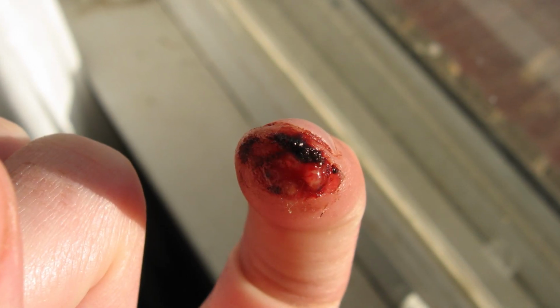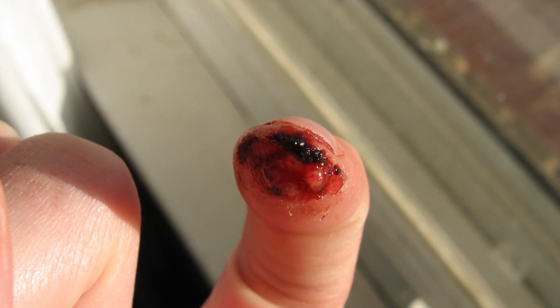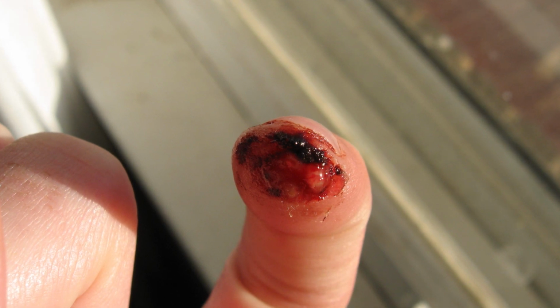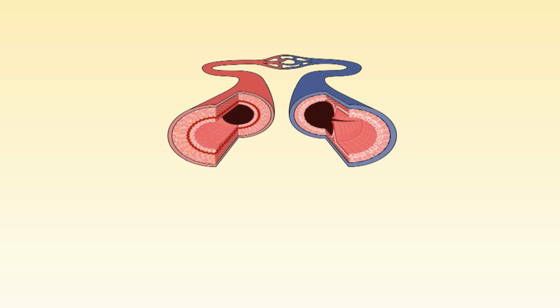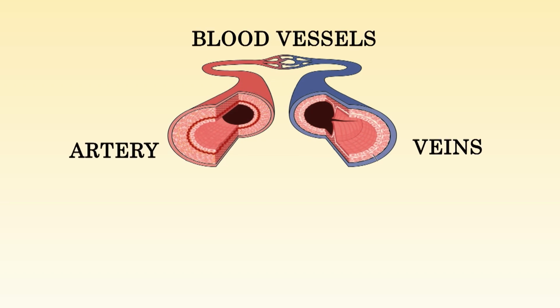Have you ever noticed that some time after you get a cut, the blood stops flowing? When the bleeding stops, a dark colored clot forms at the cut. The clot is formed because of another type of cell in the blood called platelets. Blood vessels are the second part of the circulatory system. There are two types of blood vessels in the body. One is the artery and the other is the vein.